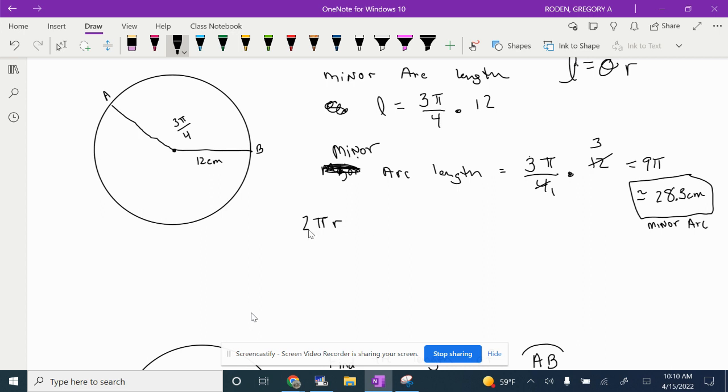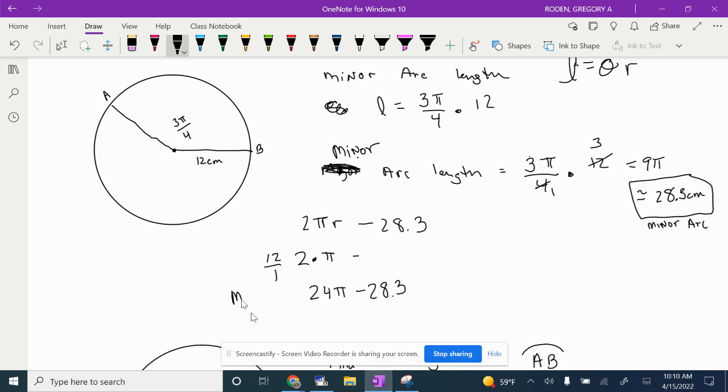So we're going to take 2 pi r, because in radians, that's just the circumference of a circle, right? Minus 28.3. Well, 2 pi r is going to be 2 times pi times 12, right? So this is going to equal 24 pi. You guys agree with 24 pi? And we're going to take 24 pi minus 28.3.